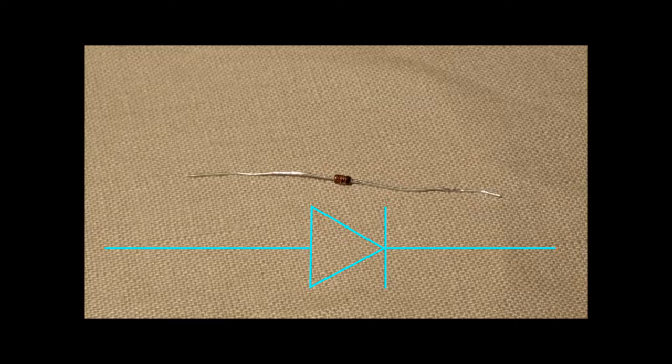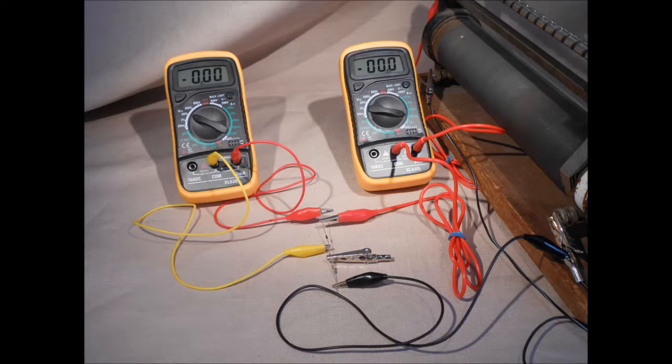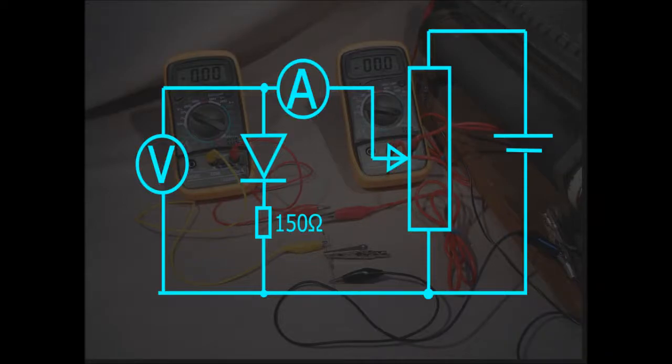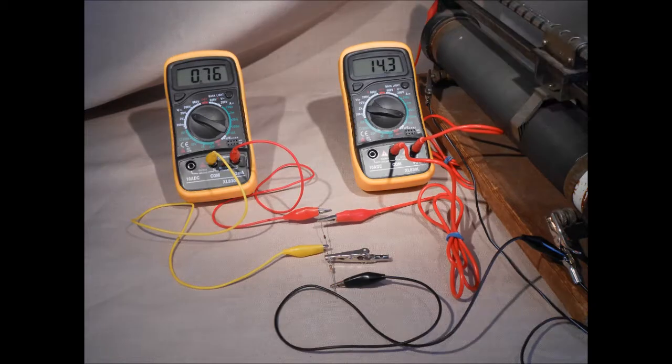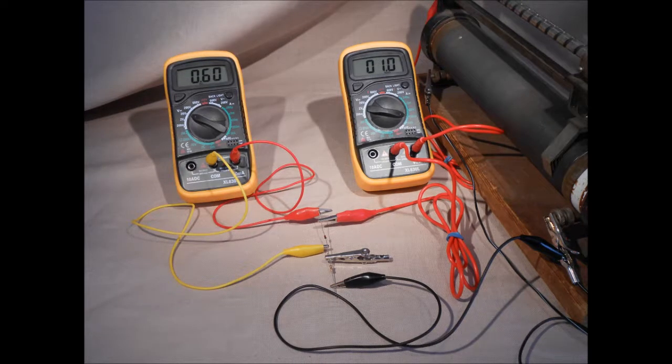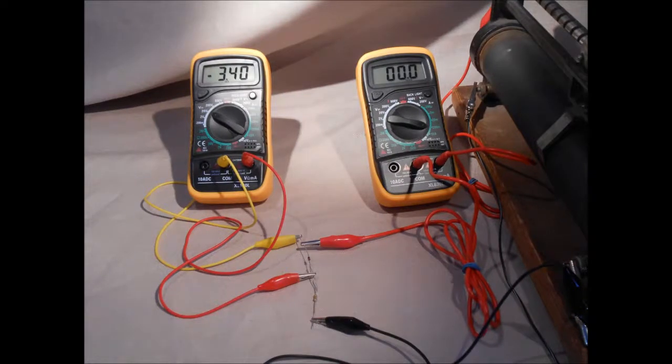I've used the 150 ohm resistor that I used for example 1 as a protective resistor in this circuit, and you can see it in this photo. It appears in this circuit diagram. You can see here current flowing in a forward direction, but if I reverse the diode, I get negative voltages and no current flows. Here's the results table.